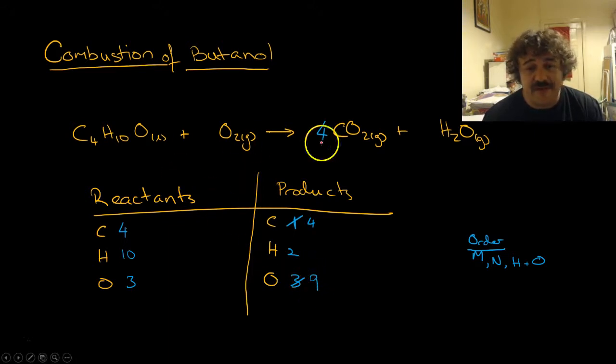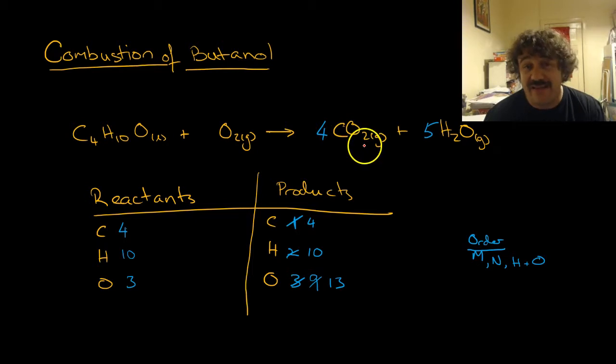Okay, so we've got 10 over here, 2 over here. That means if we put a 5 at the front there, that gives us 4 carbons, 10 hydrogens, they're all matching up, and 13 oxygens. But you see here we've got 4 times 2 is 8, and then 5 times 1 is 5, so 5 plus 8, that's 13.